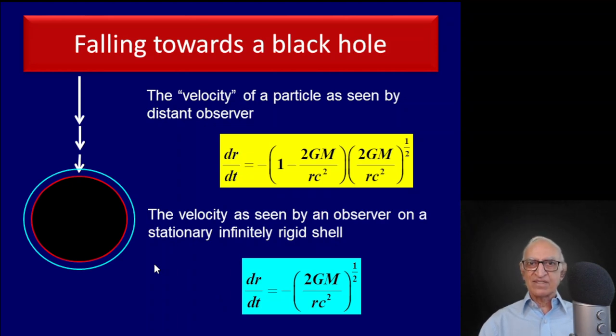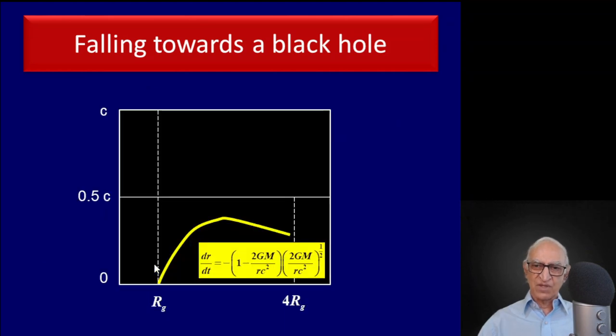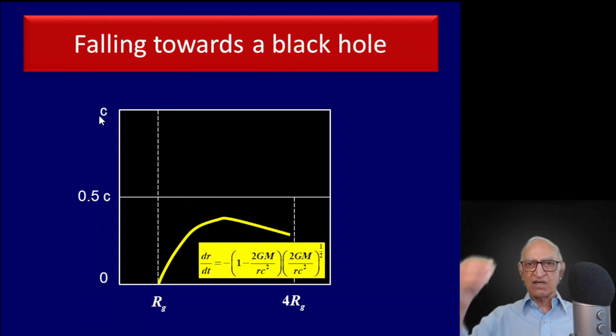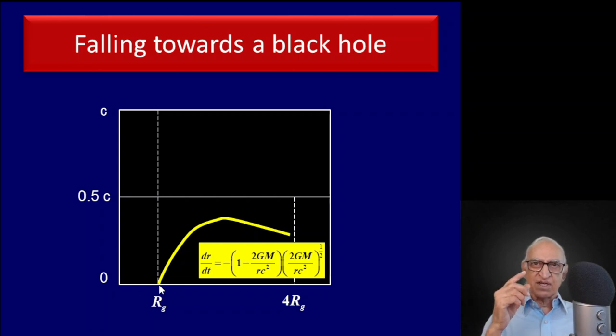So let's, as the Chinese saying goes, one picture is worth 10,000 words, let's plot this. What is plotted on the y-axis? This is zero. This is half the speed of light. This is the speed of light. This is the velocity of the falling stone. And what is plotted on the x-axis is distance from the center of the black hole. Rg is the gravitational radius, or the Schwarzschild radius, 2GM/c². This is 4 times Rg, just for some reference.